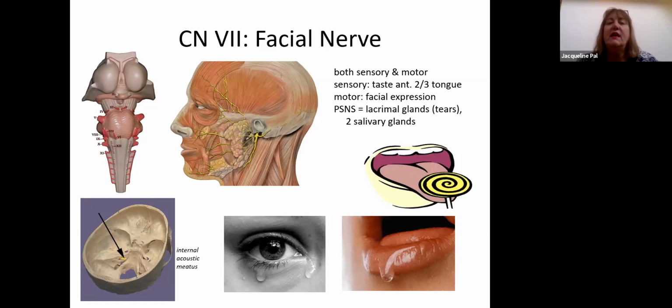facial nerve. In addition to that, there is an autonomic nervous system component to the facial nerve, just like there was to the oculomotor nerve. And all the autonomic components are going to be parasympathetic. And the parasympathetic function goes to the lacrimal glands above your eyes, and that causes tear production. In addition, there are 2 salivary glands, which are innervated by the facial nerve. So saliva, tears, taste, and muscles of facial expression.